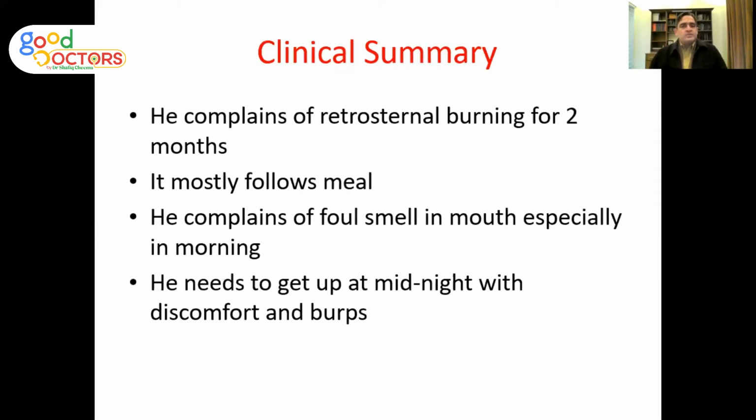So coming back to our patient, he complains of burning for the last 2 months. It mostly follows the meal. He also complains of a foul smell in the mouth, especially in the morning, and he needs to get up at night because of this discomfort and history of burning.